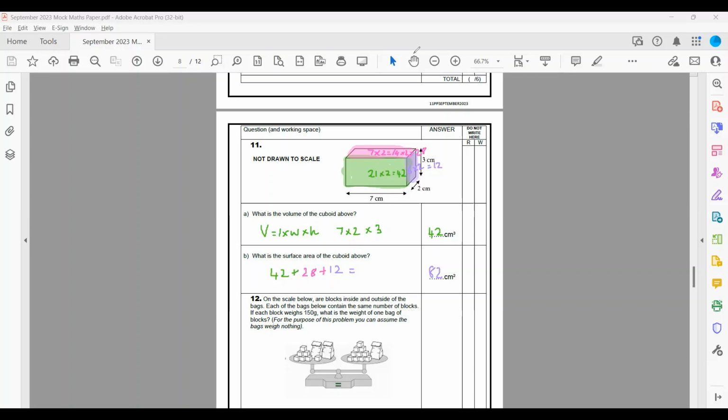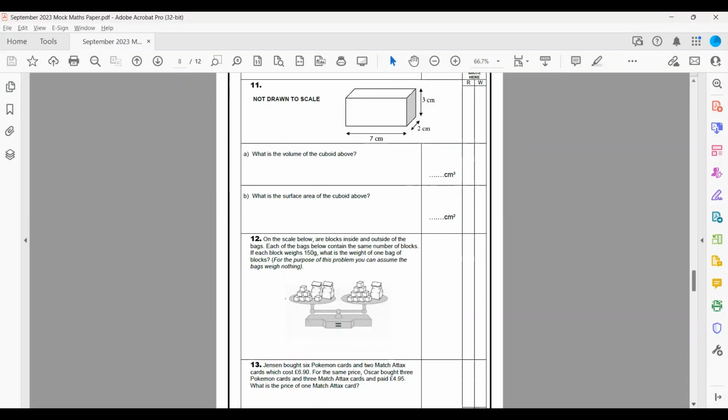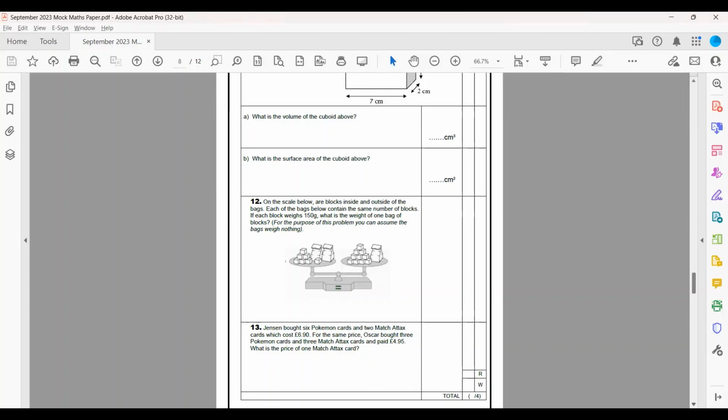So coming down to have a look at question 12. We're told that on the scale below, there are blocks inside and outside of the bags. Each of the bags below contain the same number of blocks. If each block weighs 150 grams, what is the weight of one bag of blocks? For the purpose of this problem, you may assume the bags weigh nothing.